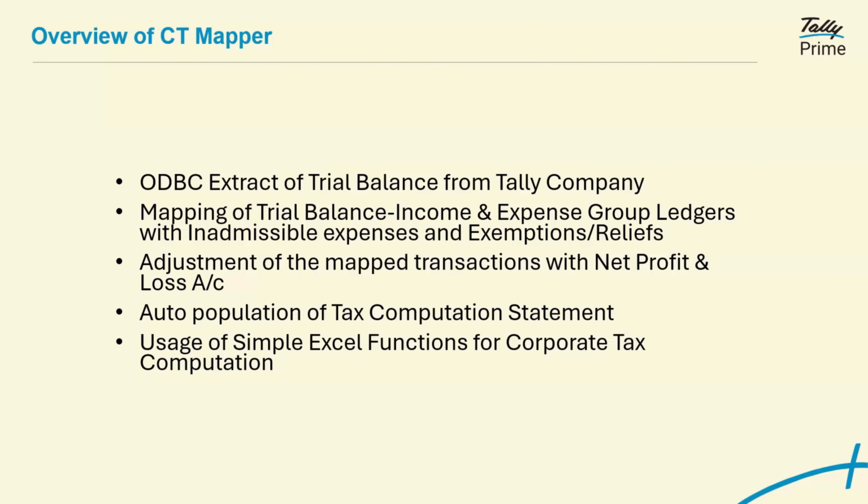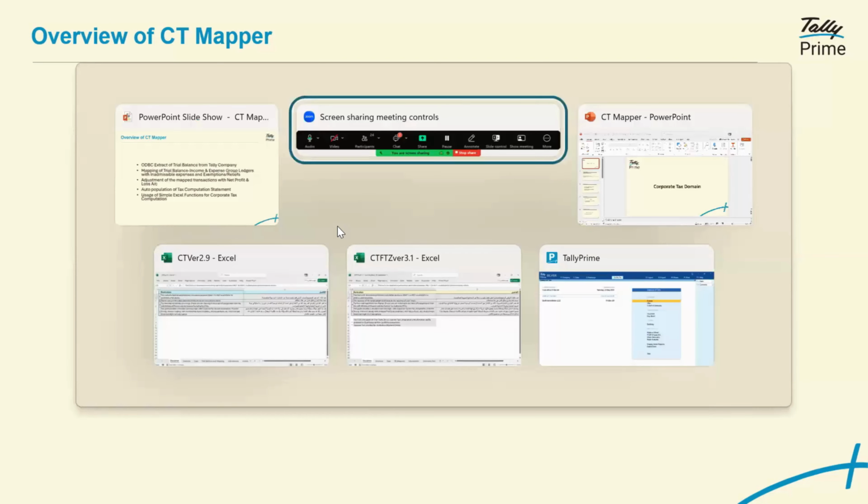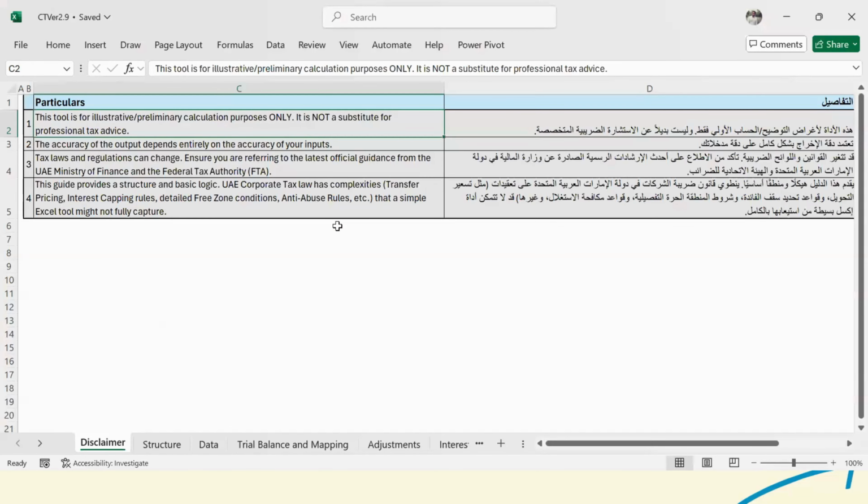So yes, now the CT mapper, what we're going to unveil next, the technology that Tally has used is the ODBC technology, by which it is bridged with the CT mapper that we've built on Excel. So all you need to do is the first step will be to map your trial balance with that of the list of expenses, non-deductible incomes, adjustments that we have already sorted out in the CT mapper. Once you do that, automatically the tax computation statement will populate, using which the domain experts can file the corporate tax. So yes, let me switch to the CT mapper in Tally. I hope you guys are able to see the CT mapper.